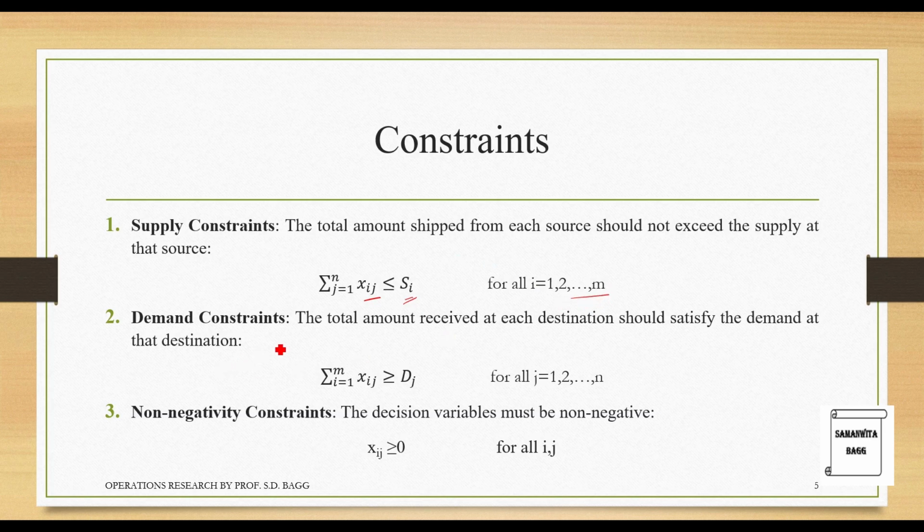because m is the number of supply values. Demand constraints. The total amount received at each destination should satisfy the demand at the destination. Summation I is 1 to m of Xij, again the units, will be greater than or equal to Dj. It is greater because you can have more than the amount that is demanded. It should not be less. It can be equal or more. Even if you get more, you can store it in the inventory. For all j is 1 to n. Non-negativity constraints. The decision variables must be non-negative. That is, Xij should be greater than or equal to 0 for all I and j.